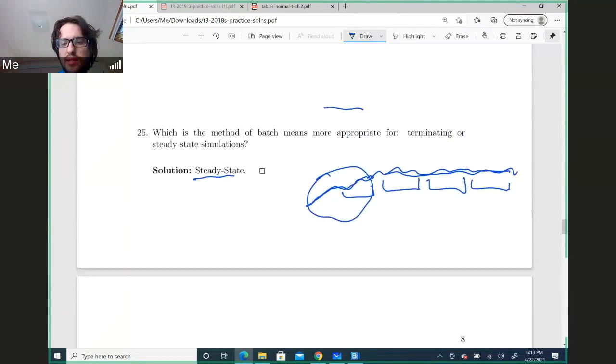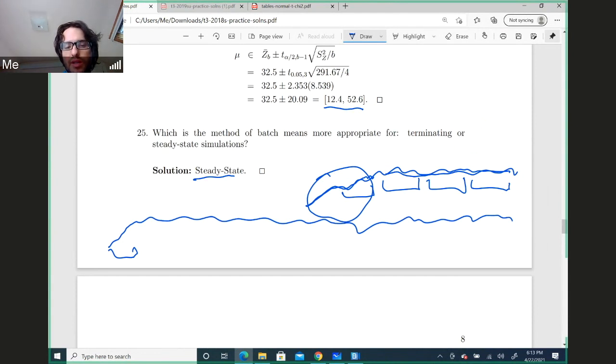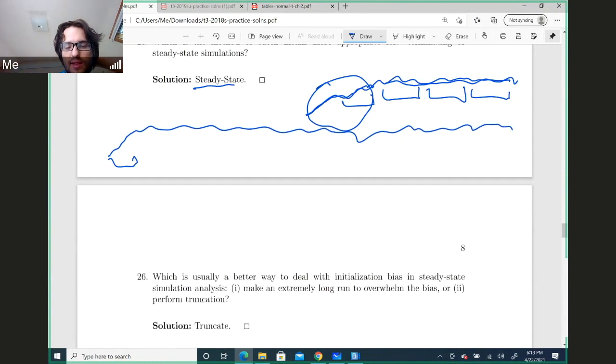Basically what they're saying is, do a really long run where you just go on a really long time, and because you went a really long time, even though this value does contribute some wackiness, there's only a small amount of it, so it won't matter as much. And so that's what they mean by having an extremely long run to overwhelm the bias.